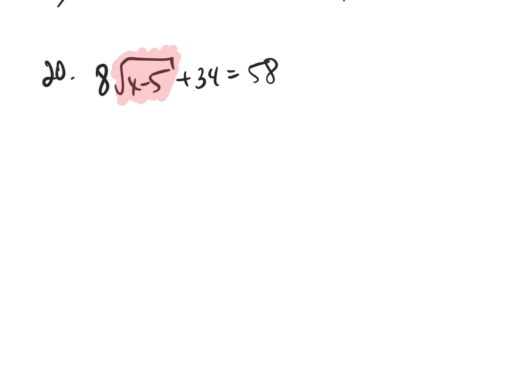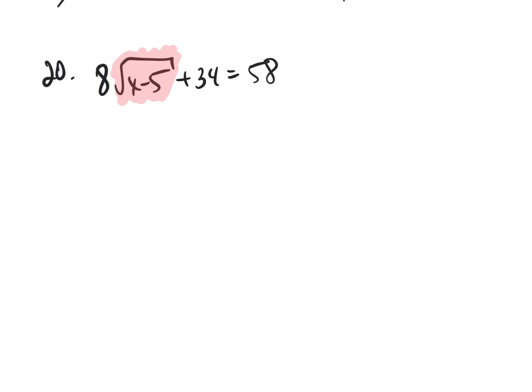Okay, the next problem, number 20. Solve this radical equation: 8 times the square root of x minus 5, plus 34, is equal to 58. Again, the very first step is to get the radical, in this case a square root, by itself. I've just highlighted the radical.